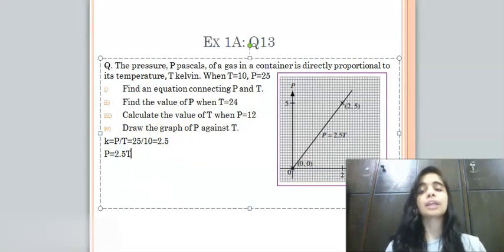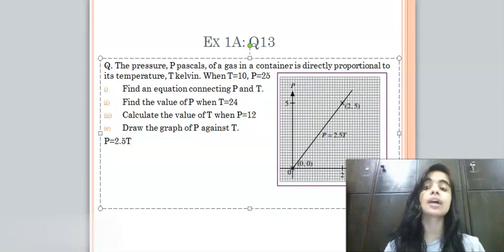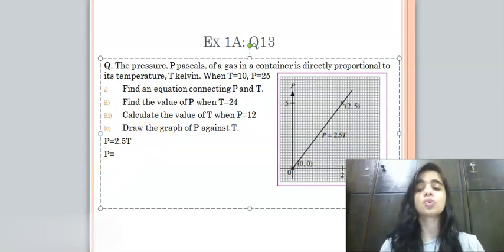Now let's look at part number 2. Find the value of P when T is equal to 24. Again, this is very easy. Since we need to find the value of P, we will use this formula, okay? So in place of T, we will put 24. So 24 multiplied by 2.5. What is the answer? Yes, it is 60. So my pressure will be 60 pascals. So P is equal to 60 pascals.